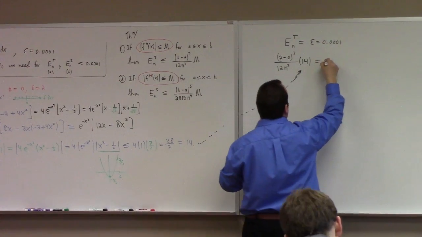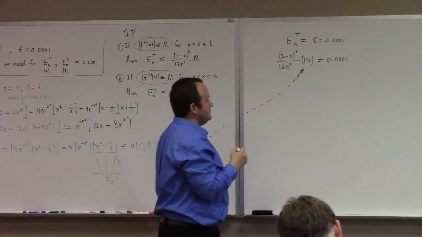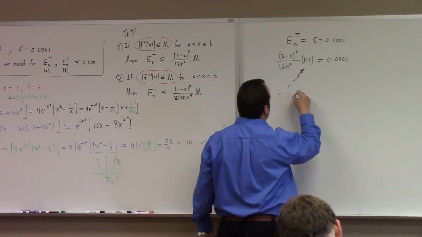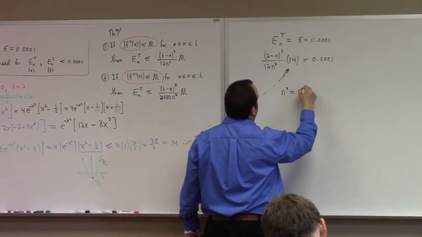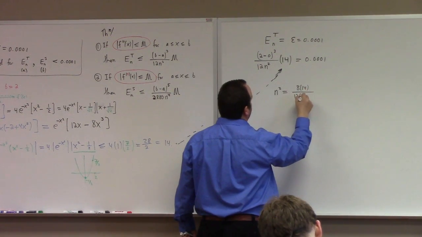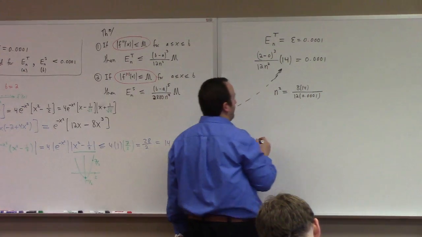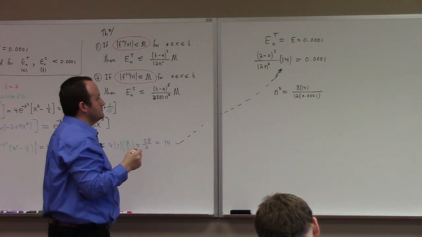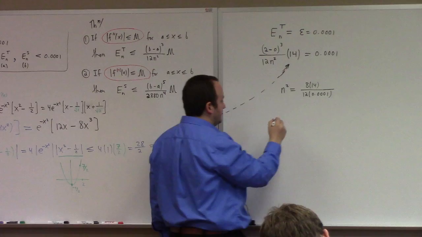And that's equal to 0.0001. And then you just solve for n, and then use some common sense. Let's see here. So n is what? I'll solve for n squared. n squared is equal to 8 times 14 over 12 times 0.0001. And then, so what's n going to be? Square root of that, right?